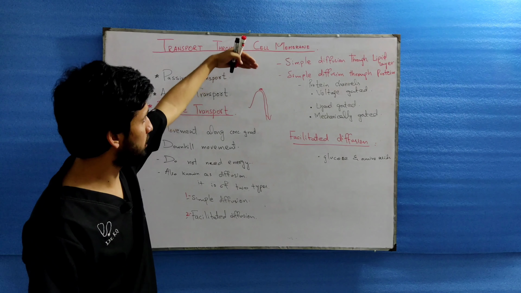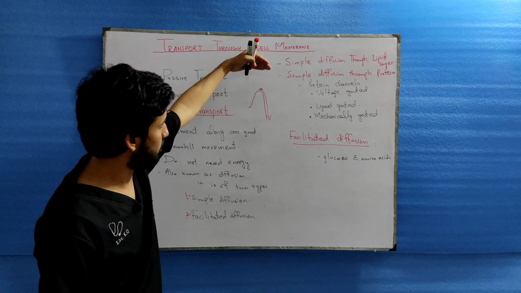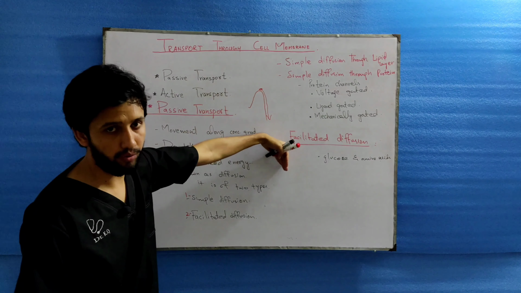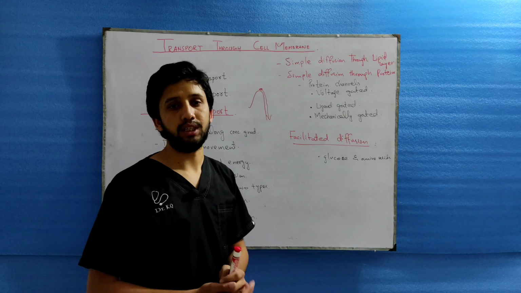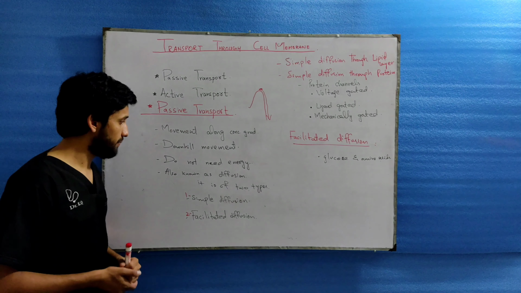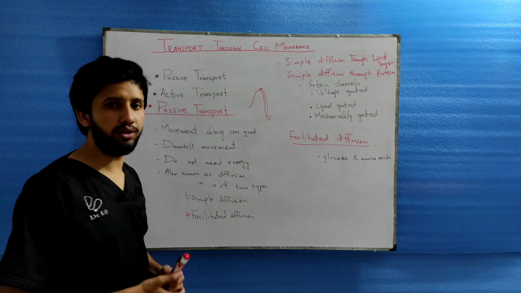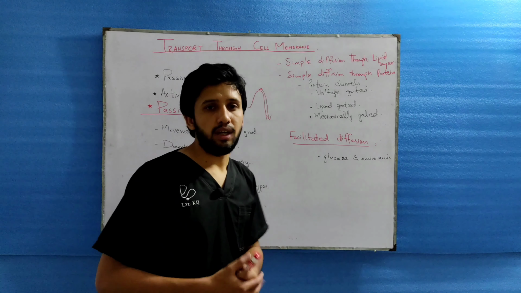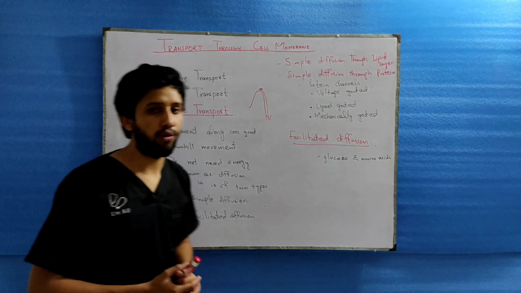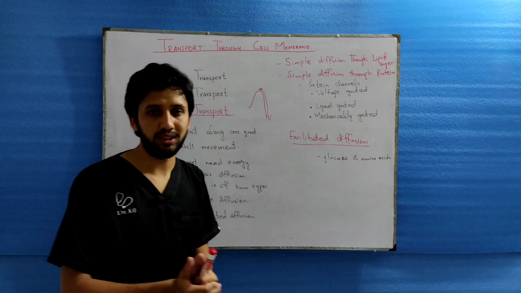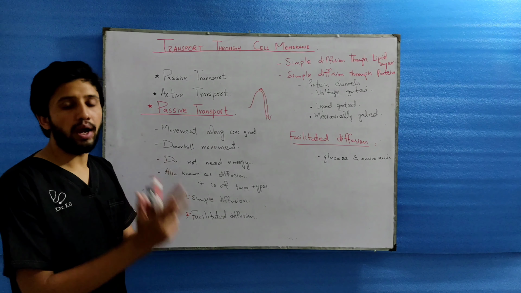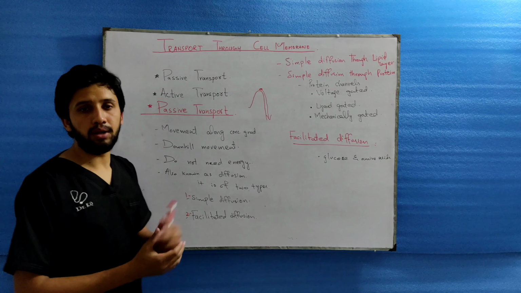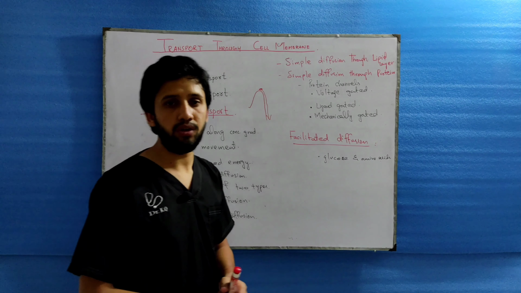It is moving molecules from a higher position or a higher level of energy to the lower one. So there will be no need of energy in this process. It is also known as diffusion. Diffusion is the movement of substances from a higher concentration to the lower concentration. So there are two types of diffusion, that is simple diffusion and facilitated diffusion.